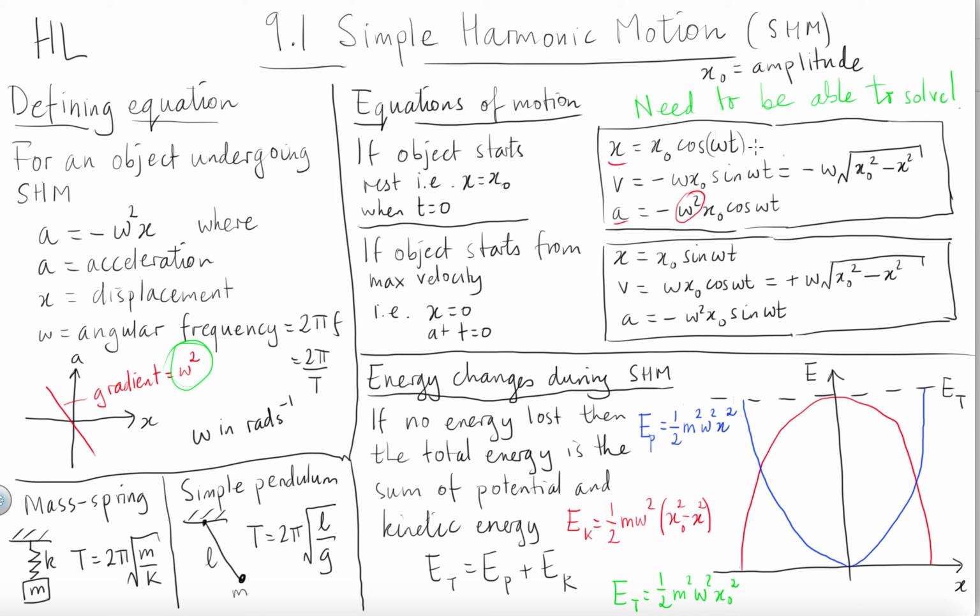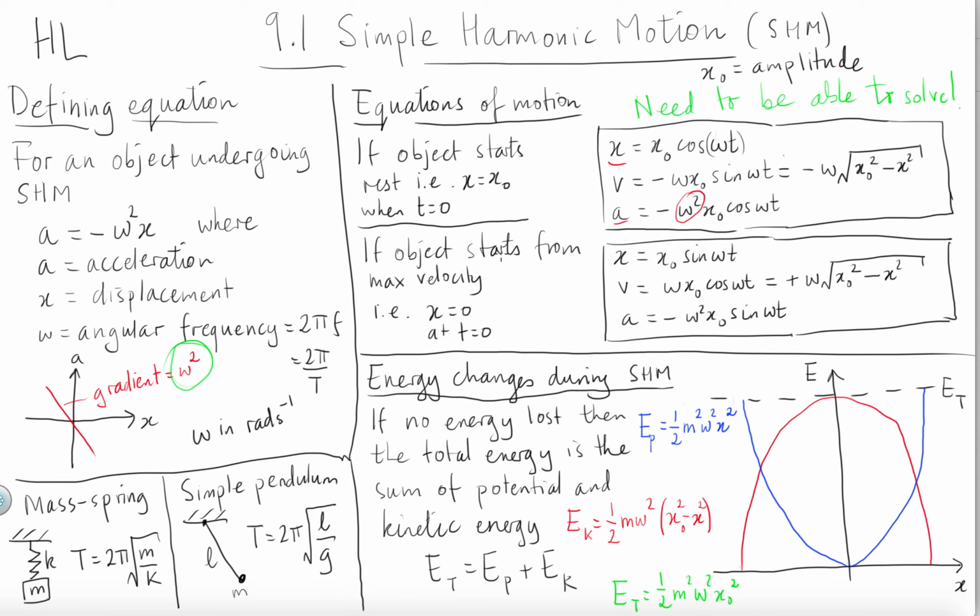An alternate form for the velocity is negative omega times the square root of x0 squared minus the displacement x squared. This you get out by doing some fancy trigonometric identity, which I'm not going to go through in this video because this is just a summary video.